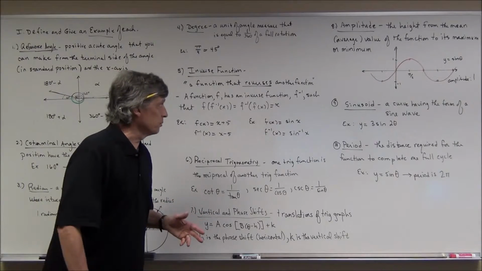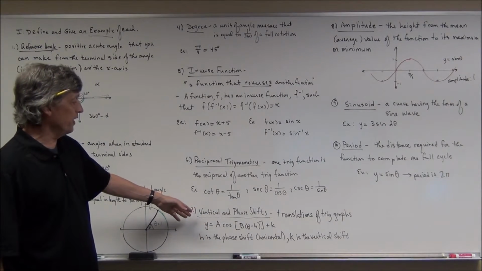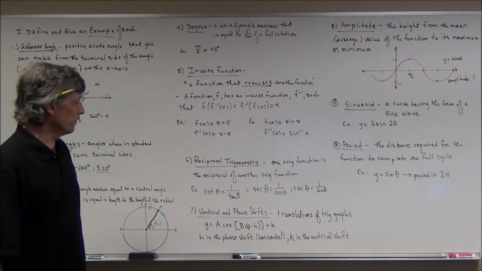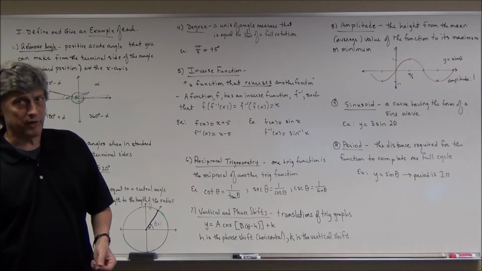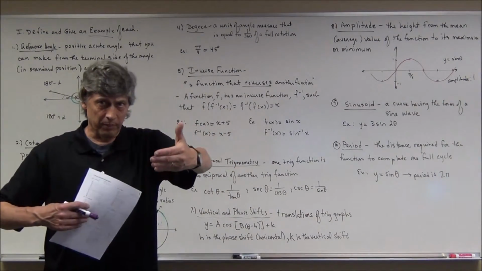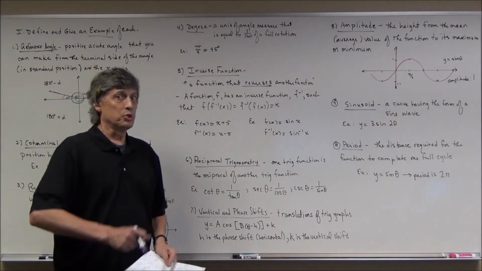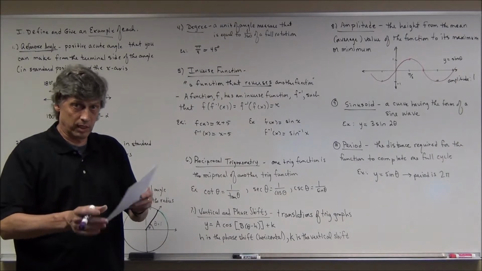Now when you started doing some graphing on these last couple of assignments, you talked a little bit about vertical and phase shifts. Vertical and phase shifts are just translations. There are different kinds of transformations in graphing. There are rotations where you spin it, reflections where you flip it, and stretching or dilation, stretching or shrinking, vertically or horizontally.